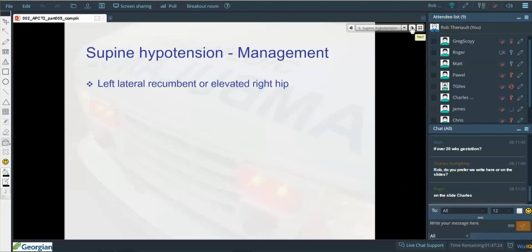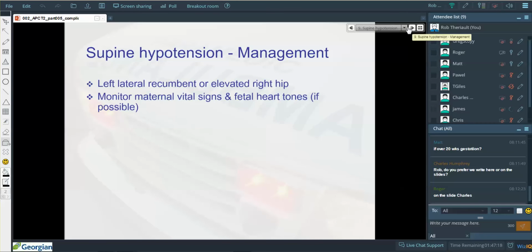So we elevate the right hip with maybe a blanket or something, a rolled blanket or a pillow, and monitor maternal vital signs. Last week we talked about fetal heart tones. Personally, I avoid even attempting to auscultate fetal heart tones because if I'm not able to hear them, I'm worried that that's going to raise some concerns for mom. ECG would be reasonable to monitor, and SpO2.